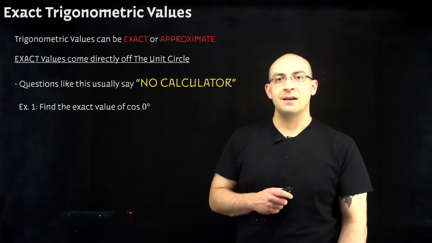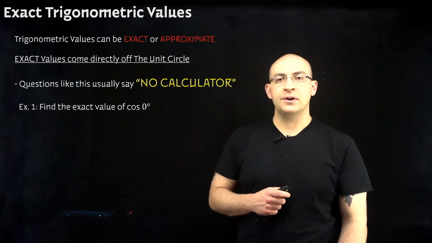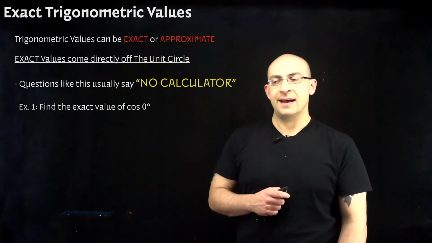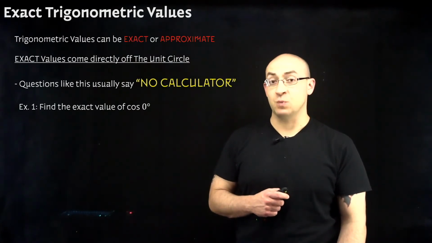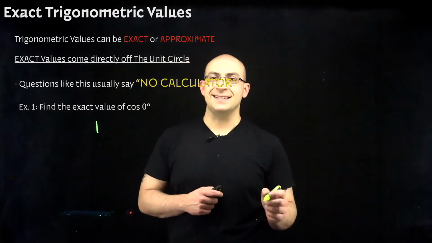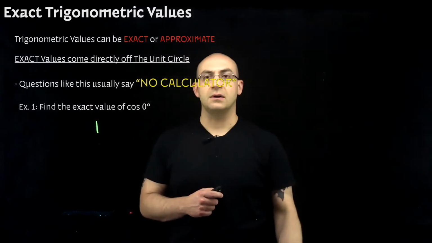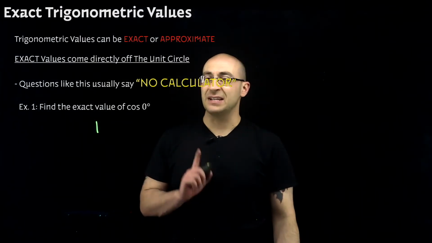Example 1. Find the exact value of cosine of 0 degrees. Let's think about this for a second. We have our unit circle. I want to know the x value at the 0 degree mark. Well, the x value at the 0 degree mark is 1. Because if we think about where x is when it's 0 degrees, we go from the center, or the origin of the circle, all the way over to the side. So our answer is 1.